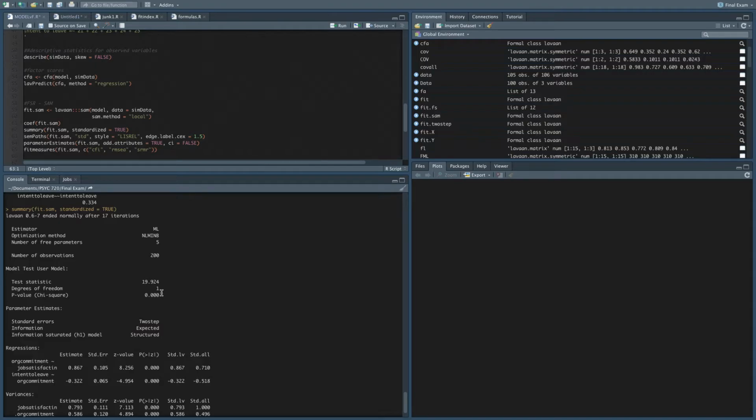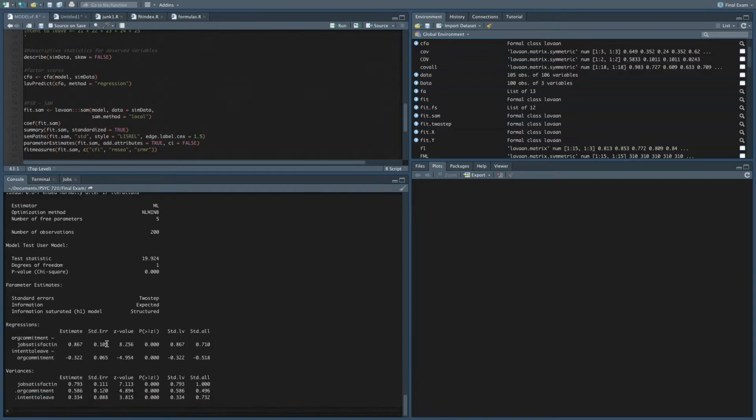We can see that the chi-square test statistic is 19.924 and its p-value is significant, meaning that the model seems to fit, which is cool. These are my parameter estimates down here.